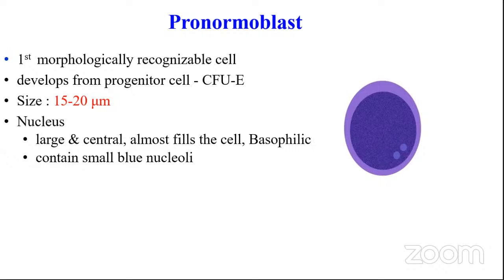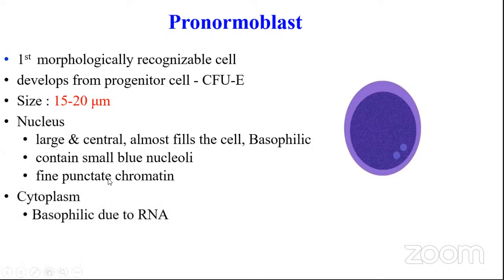The cytoplasm has a high content of RNA, which indicates vigorous protein synthesis in the cell. The nucleus is large and occupies 80% of the cell, and it contains multiple nucleoli, with fine punctate chromatin. Cytoplasm, as told, is basophilic due to the presence of RNA. Mitosis is present.